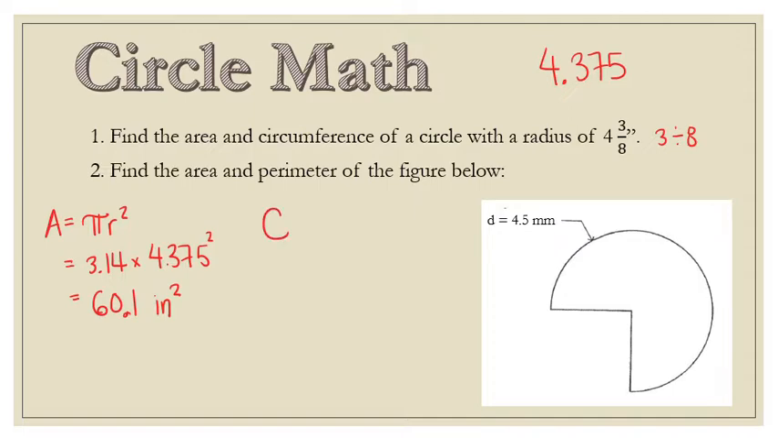Our circumference, we have a radius, so instead of using pi d, I'm just going to write 2 pi r, because that's a formula that works with the radius. So we have 2 times 3.14 pi times 4.375.